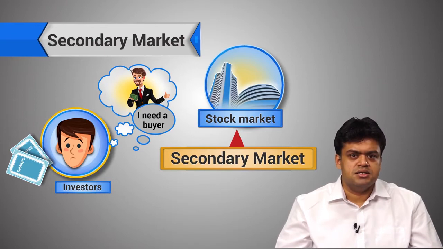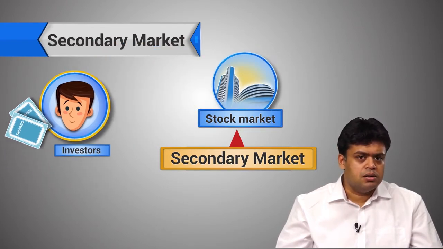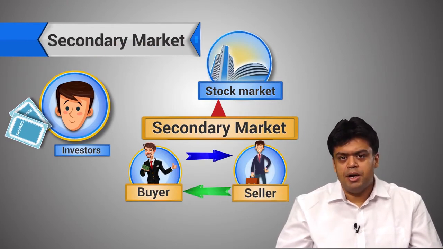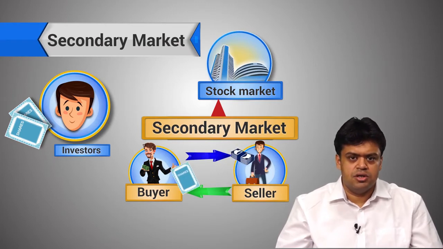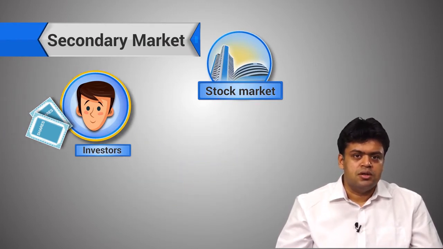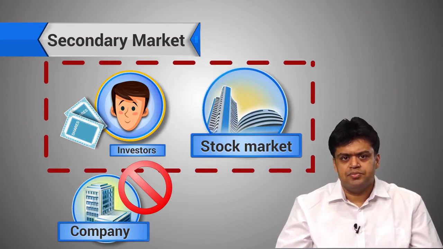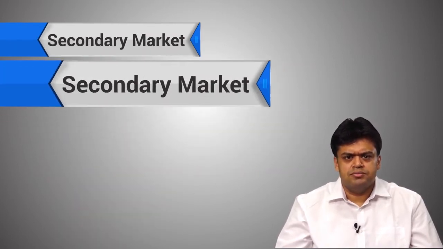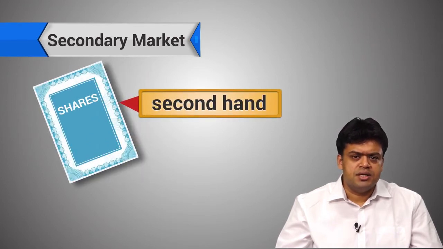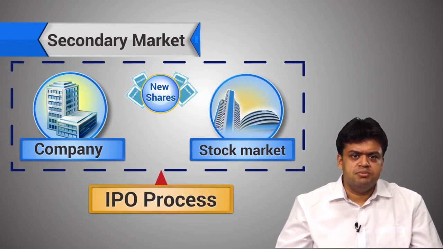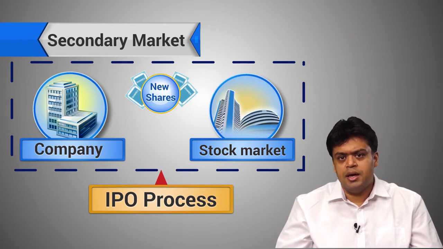Stock market is an example of a secondary market, a market where two different investors participate to buy and sell financial securities. One needs to note that the company whose shares are being traded need not be a participant in the market. Now, why the term secondary market? This is because the shares are second-hand, since these are the same shares that were issued during IPO.